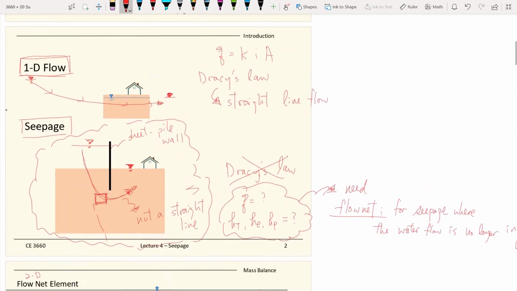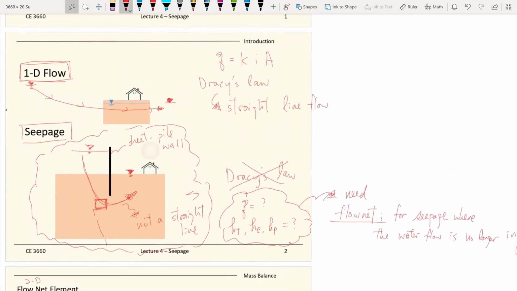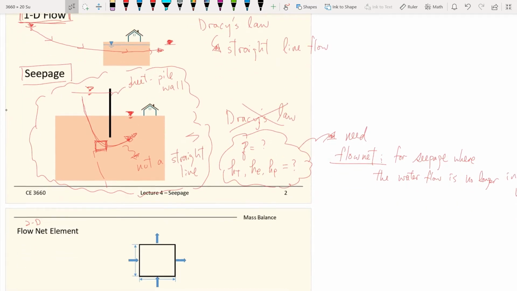Unlike lecture 3, right? We were dealing with one dimension, 1D problems, because we assumed the flow of the water is a straight line, so it becomes one dimension in a straight line. But seepage now, right? This is no longer a straight line, so you have a curve. To define a curve, you need two dimensions. You cannot work with just one dimension.